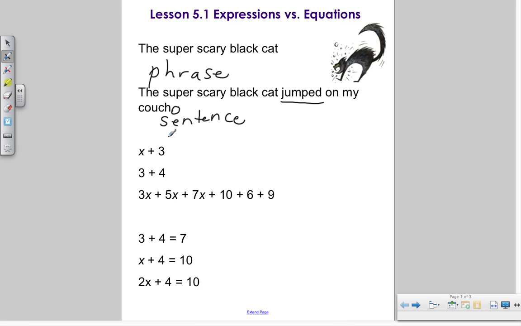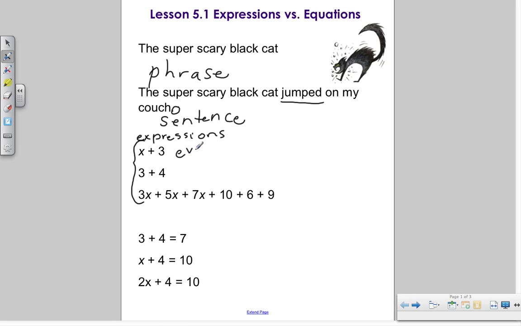And so when you're looking at mathematical phrases versus mathematical sentences, that is indeed the difference between an expression and an equation. So this first set of three here are all going to be considered expressions, and that is because they are incomplete thoughts. The first one I have is x plus 3. The second one I have is 3 plus 4, and then the third one a little bit longer. So x plus 3, I really can't do anything with.